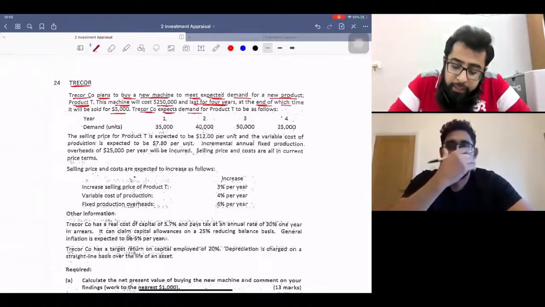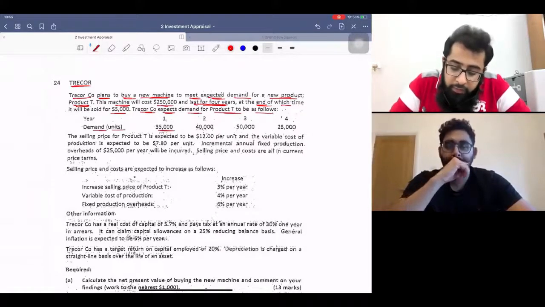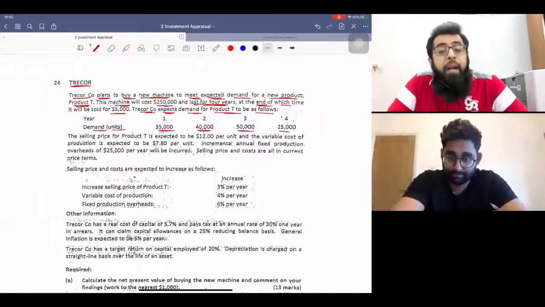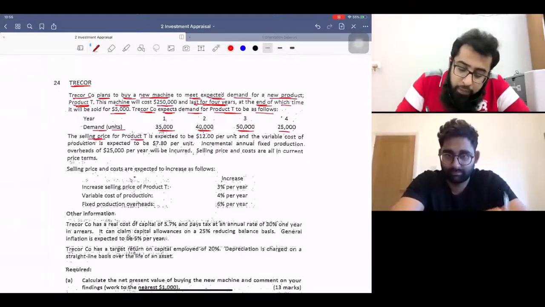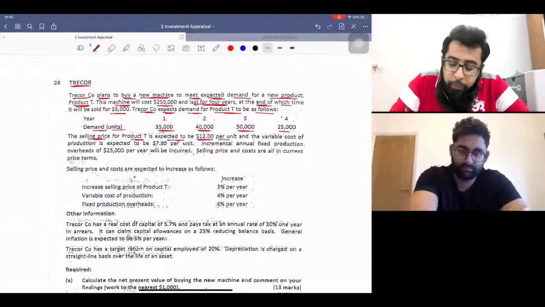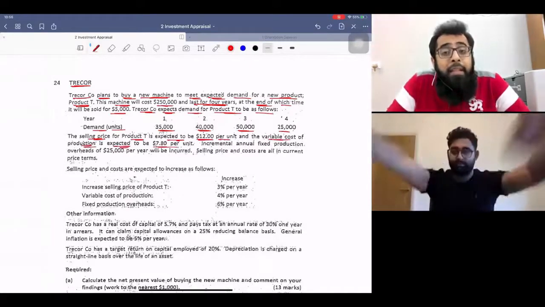Tricor Company expects demand for product T to be as follows. Demand units: 35,000, 40,000, 50,000 and 25,000. The selling price for product T is expected to be $12 per unit and variable cost is expected to be $7.8 per unit.